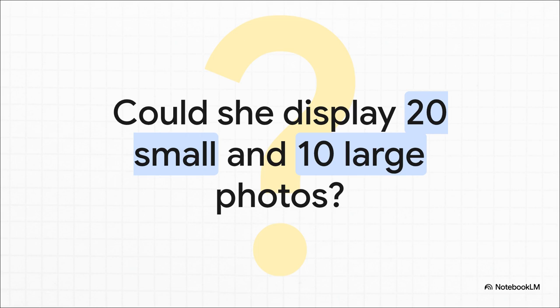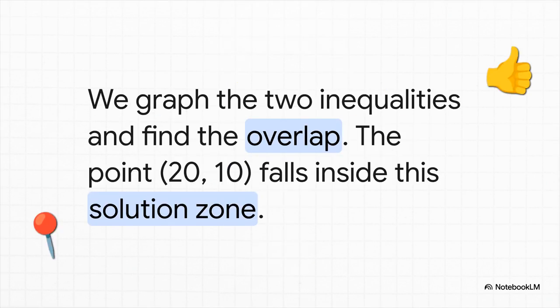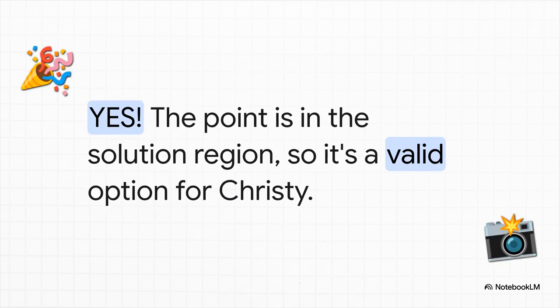So, here is a question. Could she display 20 small photos and 10 large ones? Sure, we could just plug the numbers in and do the math. But if we graph it, we not only answer this question, but we also see every other possible combination that works, all at a glance. And look what happens when we graph her 2 rules. We find that sweet spot where the shading overlaps, and then we just look for our point, 20, 10. And there it is, sitting right inside the solution zone. It works. So is it possible? Yes, the graph gives us that instant answer. But what's even better is that Christy can now see all these other points inside that zone. It gives her a ton of options and flexibility.